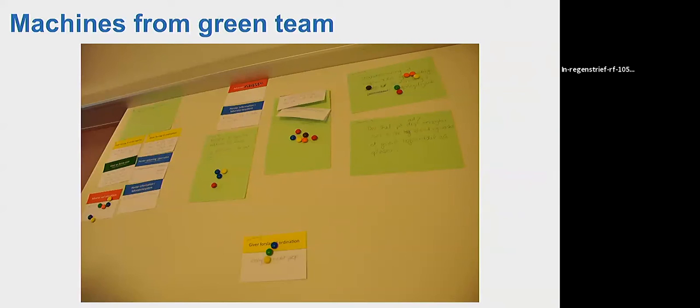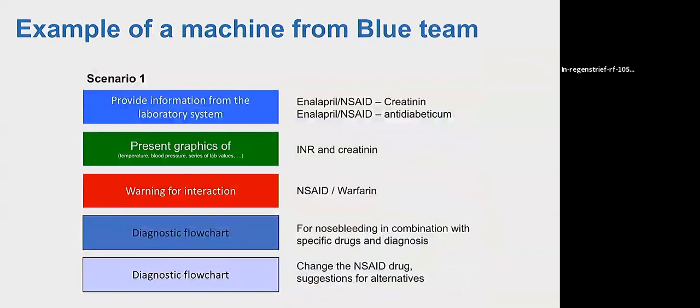And then it has another advantage because you can just take a picture and you'll get an immediate impression of the results. Here's an example of a machine from the blue team. They wanted to add these elements, and they described what they actually wanted the elements to warn for.